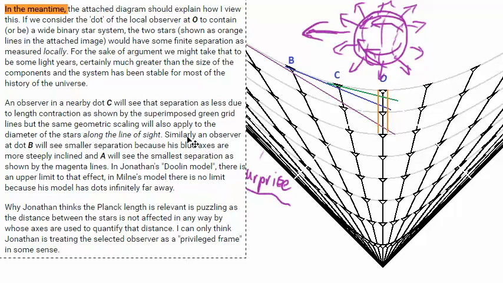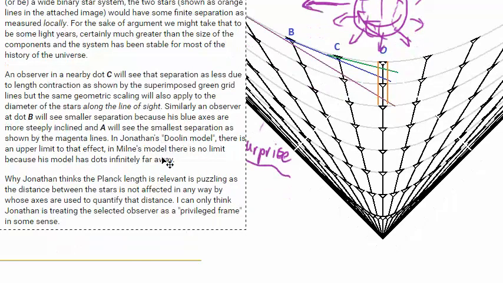Okay, similarly, an observer at dot B will see the smaller separation because his blue axes are more steeply inclined with A. We'll see the smallest separation shown by the magenta lines. In Jonathan Doolin's model, there is an upper limit to that effect. In Milne's model, there is no limit because his model has dots infinitely far away.